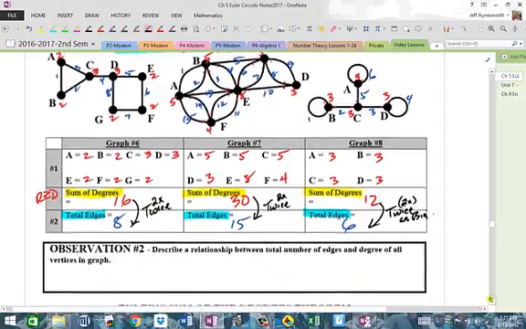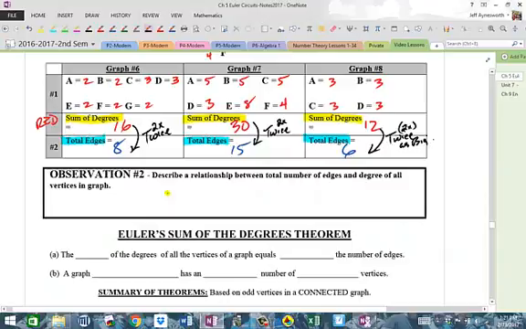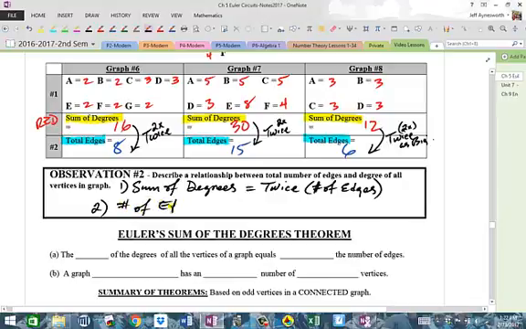So formally, it looks like this. Let's take a look at the observation right here. The first thing is that the sum of the degrees is equal to twice the number of edges. Or if that's the case, the number of edges is half the sum, right? 8 is half of 16, 15 is half of 30, 6 is half of 12. So number 2, the other way you can put it is that the number of edges is equal to 1/2 the sum of the degrees.